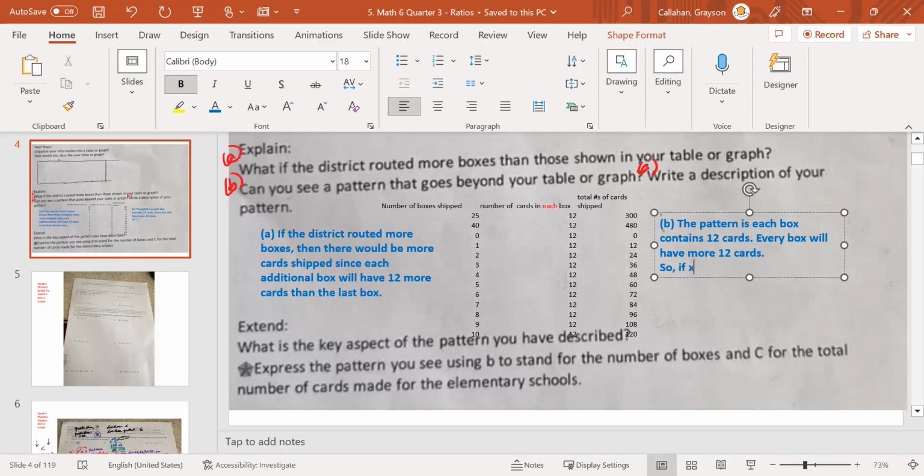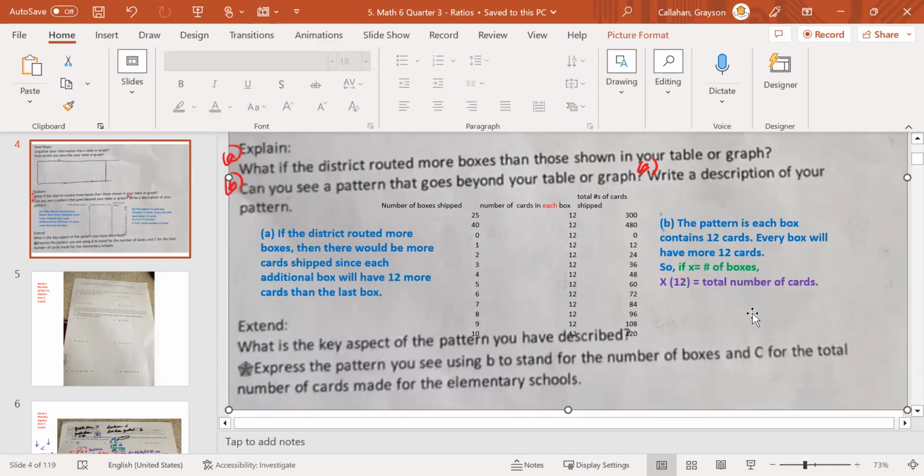So if X equals the number of boxes, X times 12 will equal what? The total number of what? No, of cards. X equals the number of boxes. If X equals the number of boxes, X times 12 equals the number of cards. Just like when you did 40 times 12, and just like when you did 38 times 12, or whatever it was, right? Or 25 times 12. Okay.